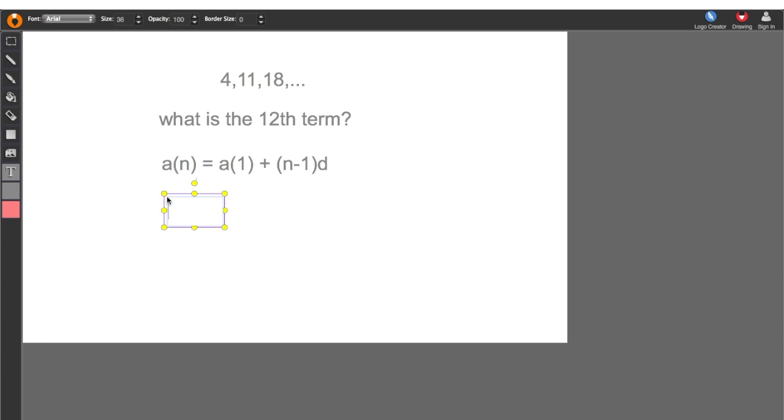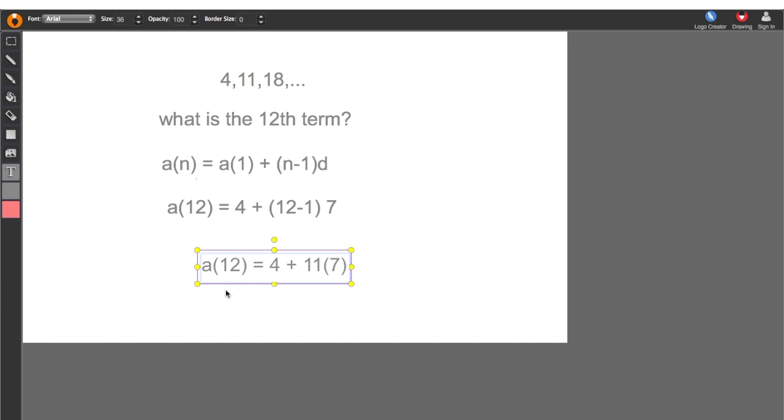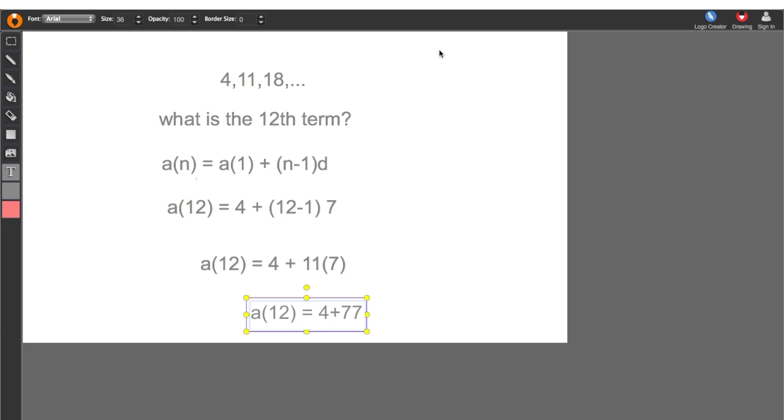So we want to find a 12. Therefore, a 12 equals a 1, which is 4, plus n minus 1, which is 12 minus 1, and then multiply 12 minus 1 by the difference, which is 7. So we will get 4 plus 11 times 7, which is 81. So the answer to this question is B.